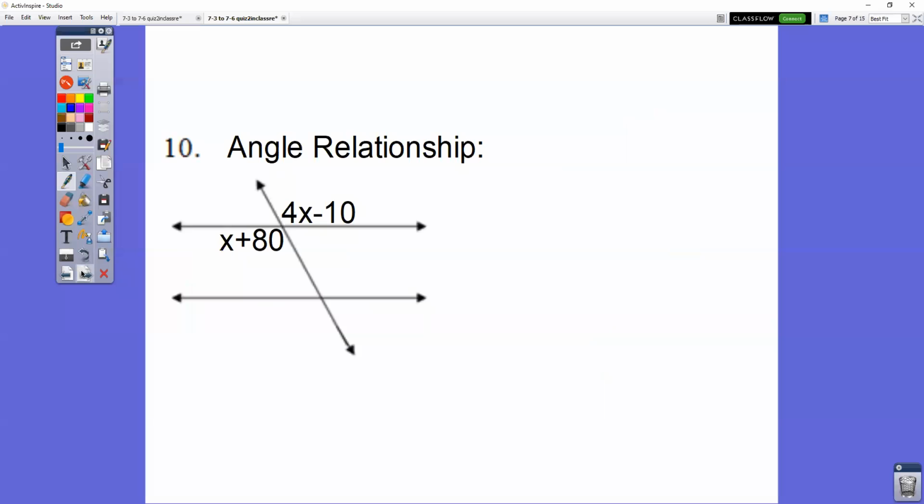It is the same exact type of question. Say whether they are supplementary, vertical, corresponding, or alternate interior. Set up an equation, solve for x, sub it back in to find the two angles.